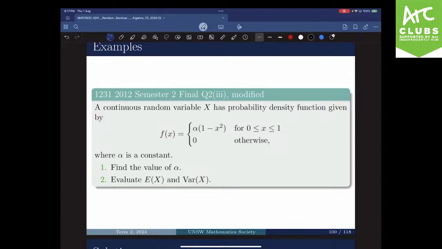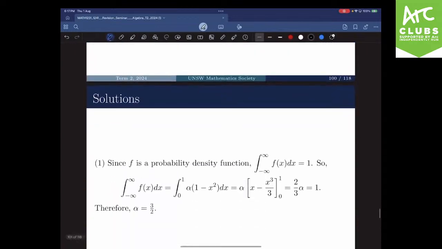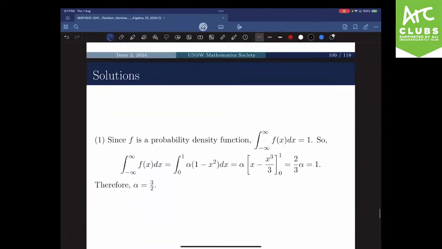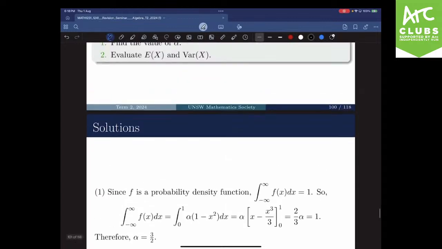But negative infinity to infinity is not a very suitable range for this question, because the probability density function is equal to 0 other than from 0 to 1, right? So the relevant range in this case is just 0 to 1. We can just take the integral of this function from 0 to 1, and that should be equal to 1. We equate that to 1 and see what alpha is equal to. We take this integral from 0 to 1, we integrate this, we get 2 over 3, so that means 2 over 3 times alpha equals 1, alpha equals 3 over 2.